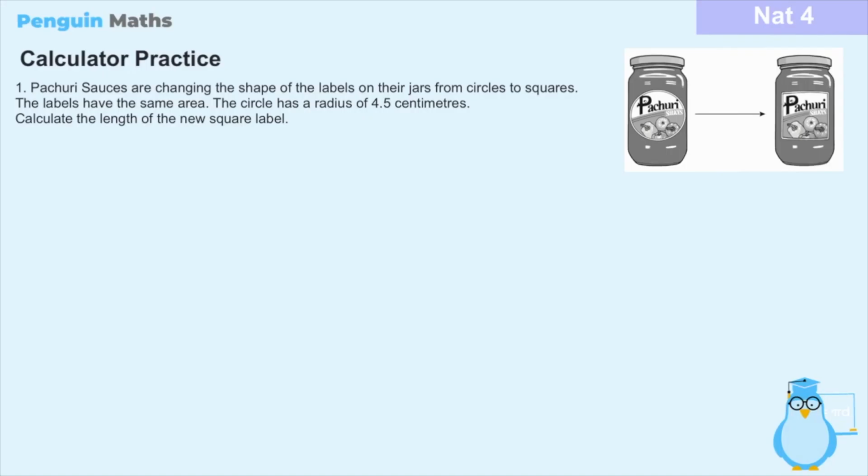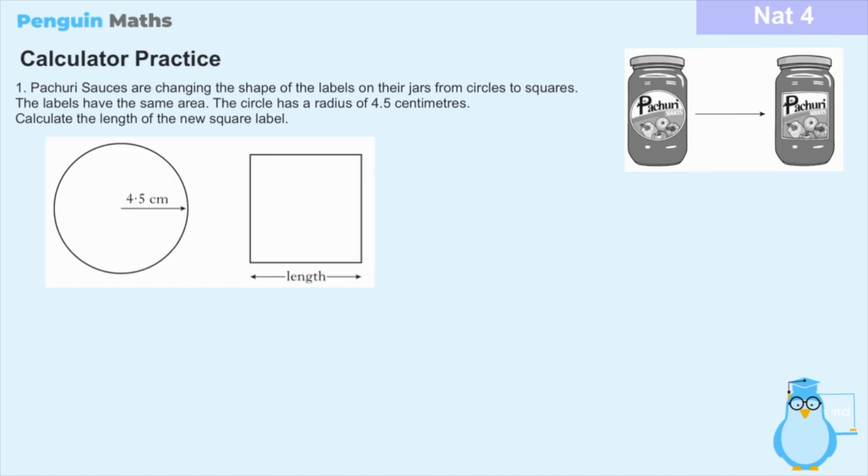Okay, so let's have a look at question 1. We are told that the food brand Patchouli sauces are changing the shape of the labels of the jars from circles to squares, and we are told that the labels both have the same area, and that the area of the circle has a radius of 4.5 centimeters, and we've been asked to calculate the length of the new square label.